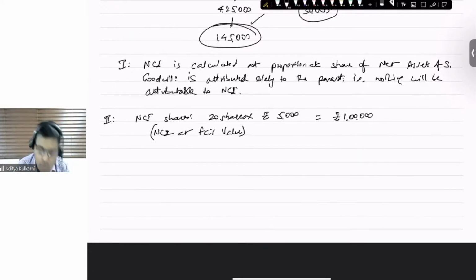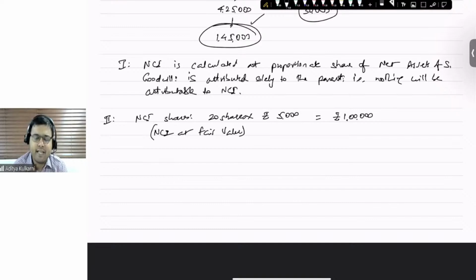Sir, what do you think companies will follow? Do you think companies will follow NCI at fair value, or do you think companies may prefer proportionate share of net assets? Depends. But ideally, if management is of the opinion that it wants to acquire the NCI at some point of time, it is clear, then I would say the presentation would be more fair to measure NCI at fair value.